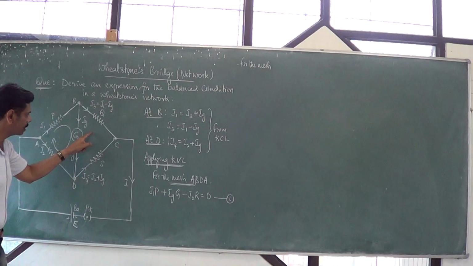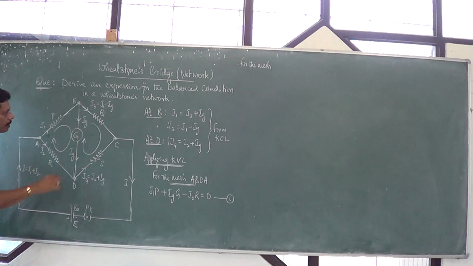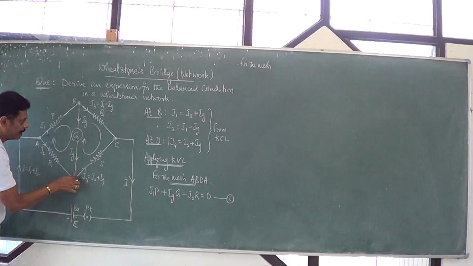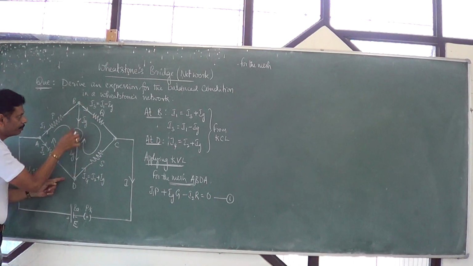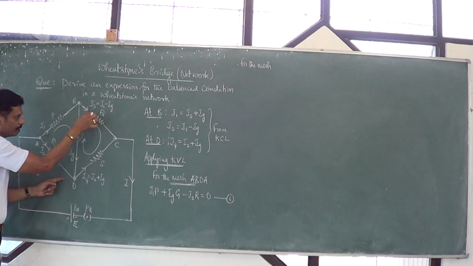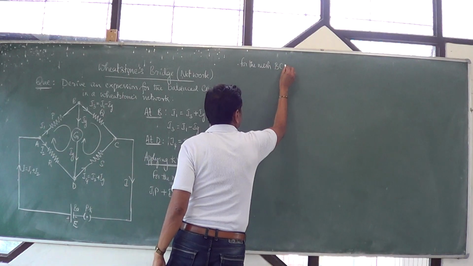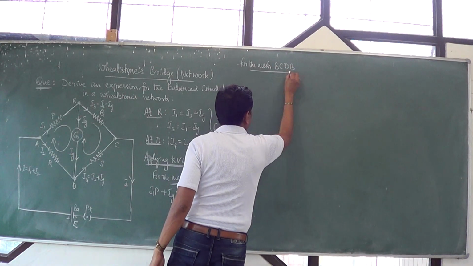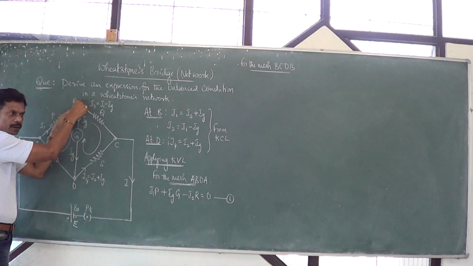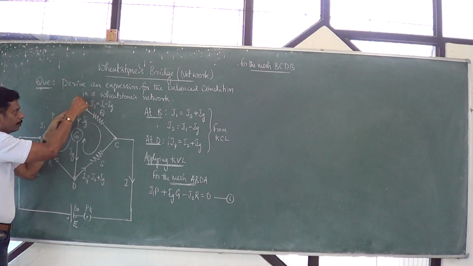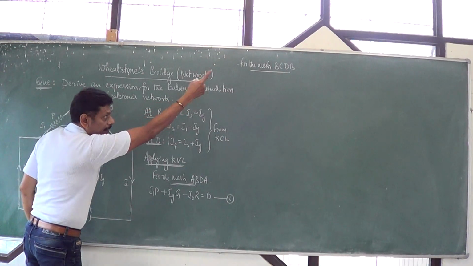Next, one more mesh. This is the mesh I am going to choose. Clockwise direction here also we consider. B, C, D, B. This is the mesh. And don't forget, whenever you write a mesh, if you have started with one particular node, you have to end with the same node. B, C, D, B. I have started with B, ended with B.